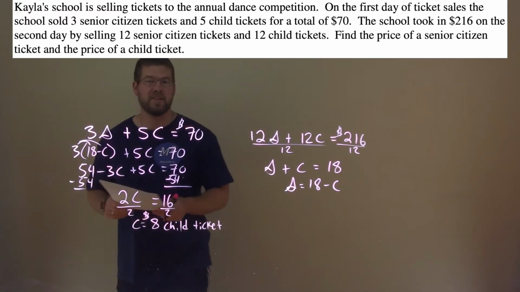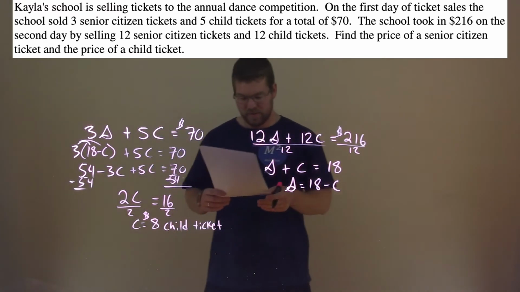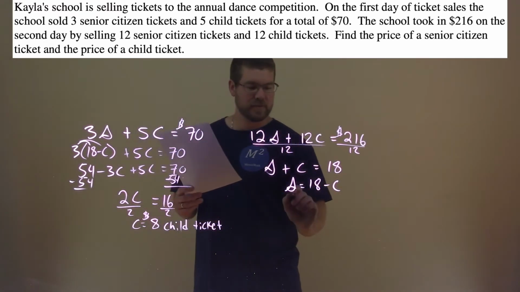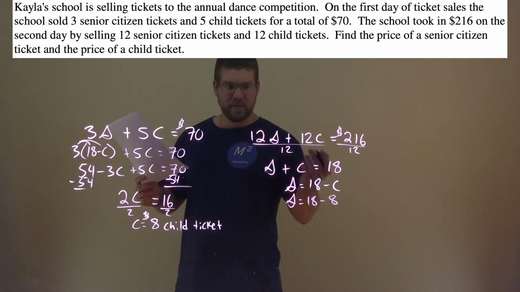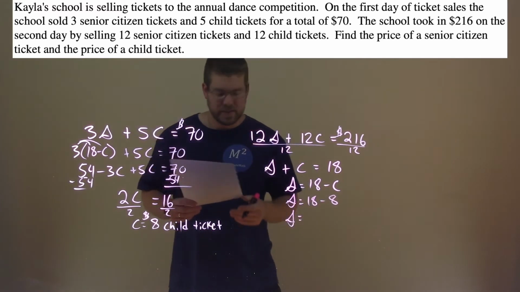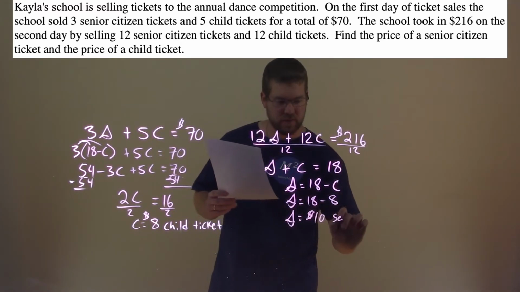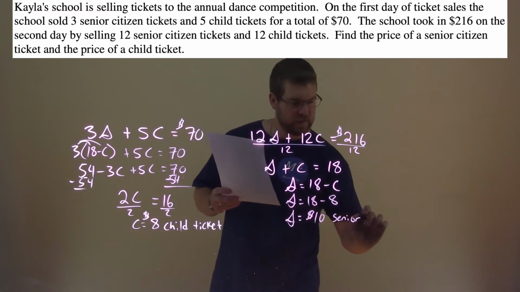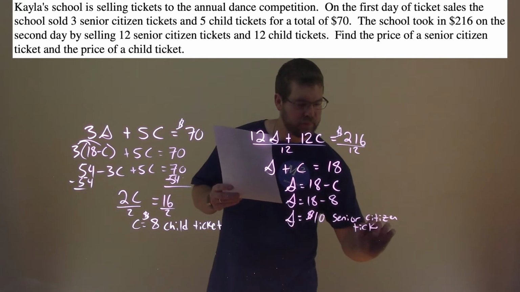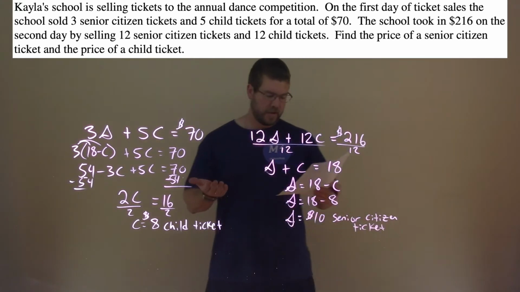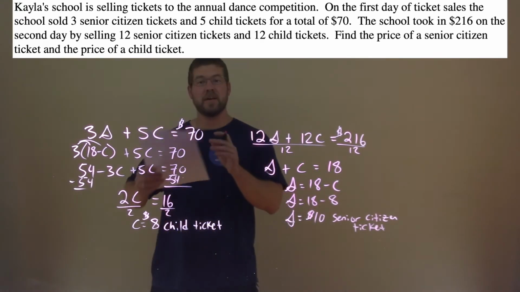So let's go find the price of a senior citizen ticket. Luckily our equation's already set up, and it's pretty easy to work with here. We just take that 8 and plug it in for c. So 18 minus 8 now. That's an easy problem. 18 minus 8 is 10. And $10 is the price of a senior citizen ticket. So there we have our final answer. The price of a senior citizen ticket is $10 and the price of a child ticket is $8.